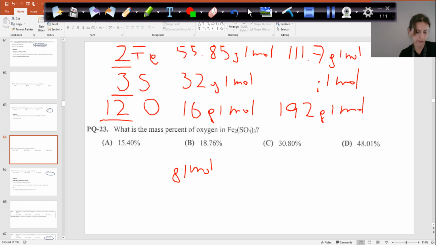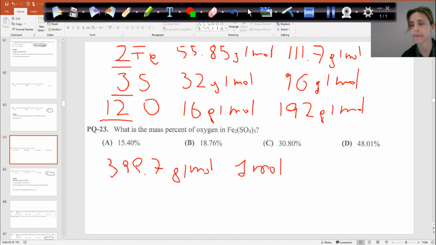So 32 times 3, that's 96. And so now we can add them up. Hopefully this will be the right one. Plus 96 plus 192. Yes. So it's 399.6. So this is 1 mole, right?